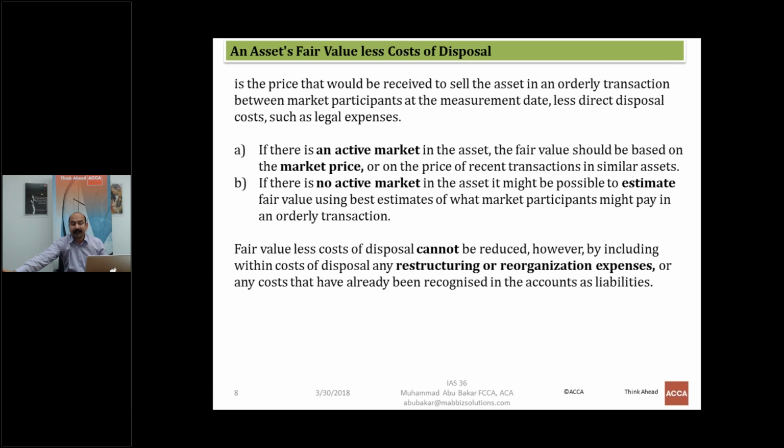If there is an active market in the asset, the fair value should be based on the market price or on the price of recent transactions in similar assets. If there is no active market in the asset, it might be possible to estimate fair value using best estimates of what market participants might pay in an orderly transaction. Fair value less cost of disposal cannot be reduced, however, by including within cost of disposal any restructuring or reorganization expenses or any costs that have already been recognized in accounts as a liability.